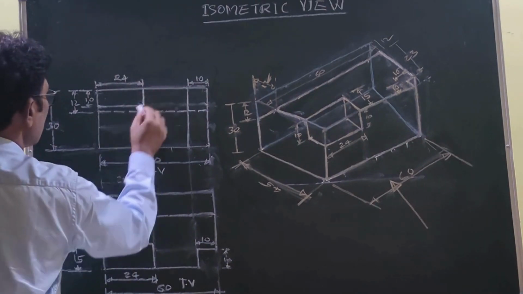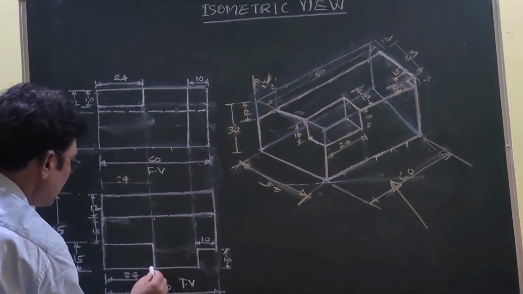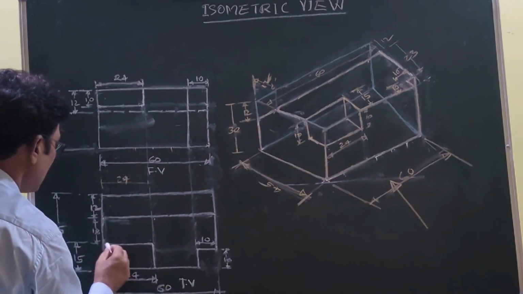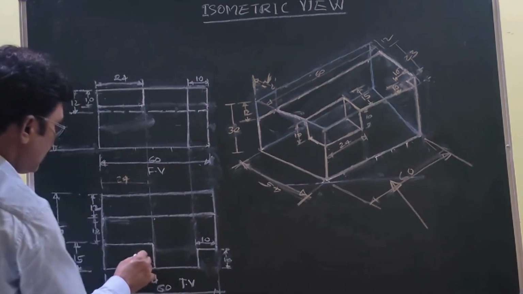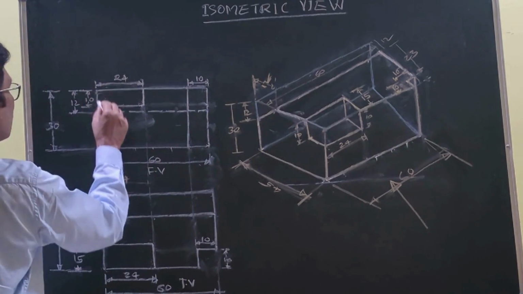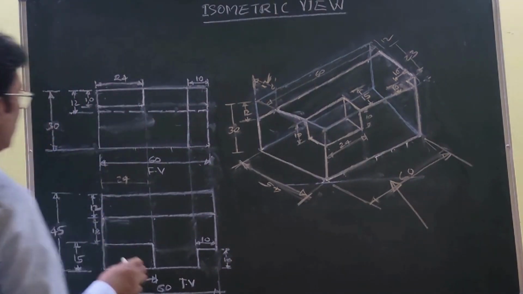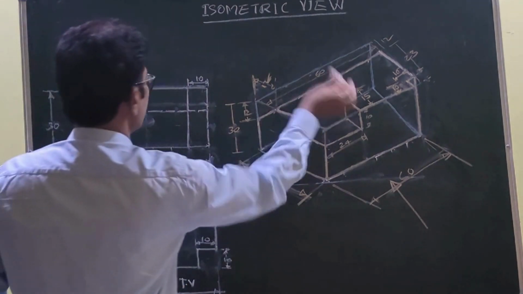So coming to this part, this is the 24 and 10. That part is this one. So this is the 24, width equal to 15. Therefore this block's dimensions are length 24, width 15, depth 10. So you combine these three things, and we can develop the complete details of this part in the isometric view.